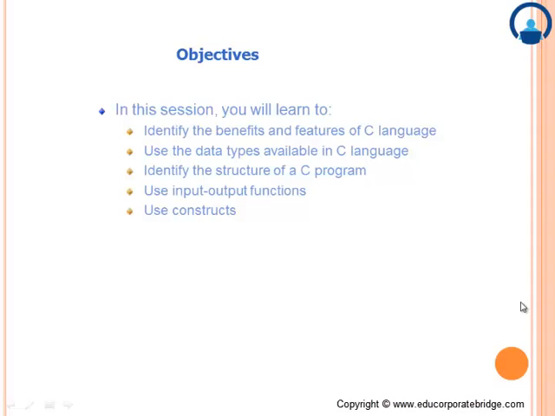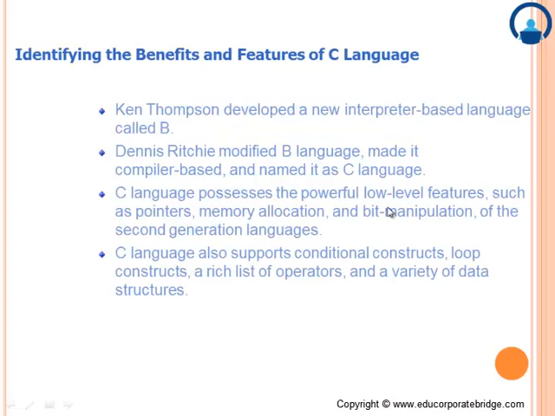Today's session objective is Introduction to C language. We are going to identify the benefits and the features of C language, and when and how the C language evolved. So there was a scientist in 1969, Ken Thompson and Dennis Ritchie designed a file system for Bell Laboratories, and they wanted to provide a convenient environment for programming.